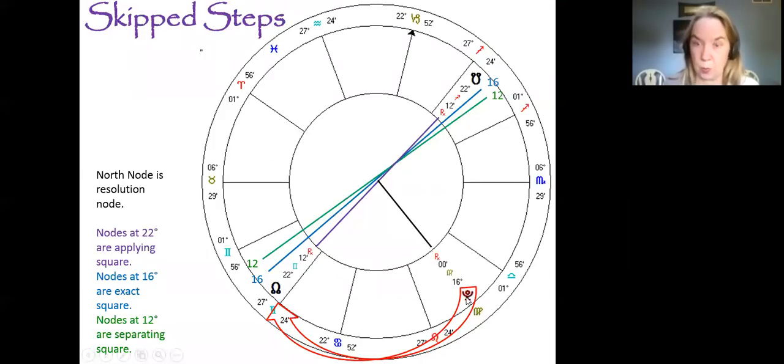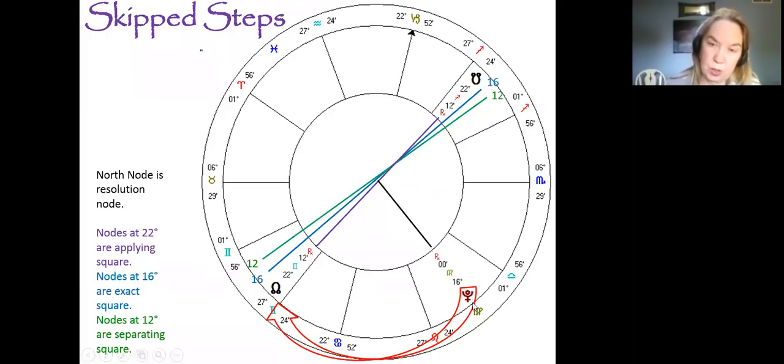Again, we always start with the planet. In this example, I'm showing you Pluto over here, and you follow this red arrow reversing through the zodiac and the houses. And the first node you come to is the north node. This is the resolution node out of the skip steps of a planet bouncing back and forth in past lives. In this case, it's Pluto, the soul not really evolving the planet, rather being stuck in these nodes. So in this actual example, which is where this purple line is, the nodes are applying squares to Pluto.